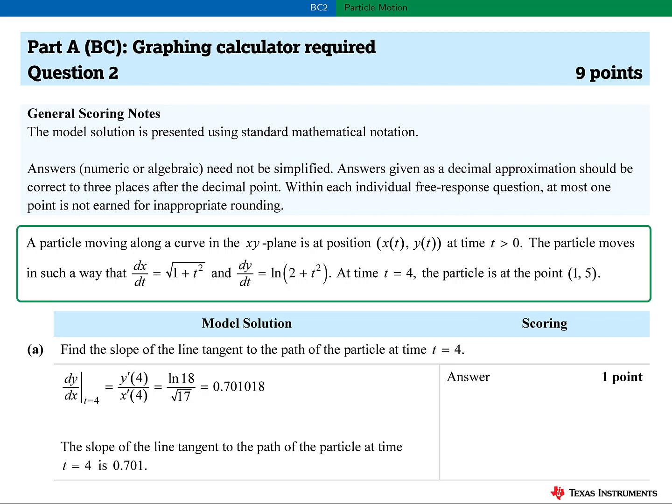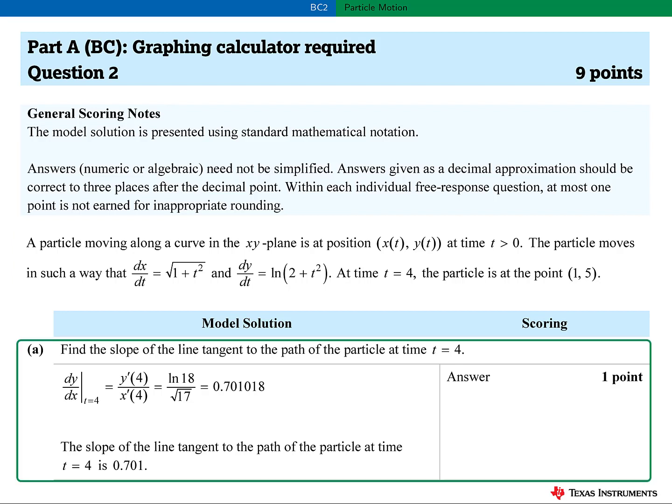This question is calculator active, and it involved a particle moving in the xy plane. Its position is given by the coordinates x of t, y of t for t greater than 0. We are also given expressions for dx dt and dy dt, and we know the position of the particle at time t equal 4. In part A, we need to find the slope of the line tangent to the path of the particle at time t equal 4. And part A was worth just 1 point: 1 point for the answer with supporting work.